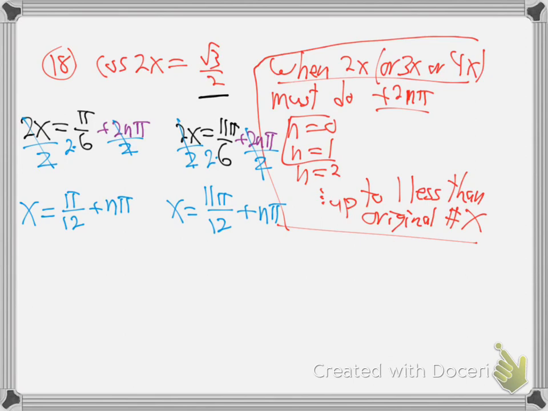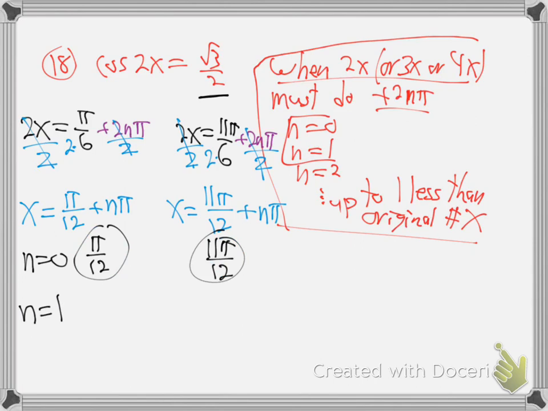Now we do the n equals 0, n equals 1 stuff. So we go, okay, n equals 0. That's going to be just pi over 12. And over here it's just 11 pi over 12. There's two answers. And then n equals 1's a little harder. Yeah, it's going to be pi over 12 plus 1 pi. And this one's 11 pi over 12 plus 1 pi. We got to do the common denominator thing on those. Remember that whole thing? Got to do that.